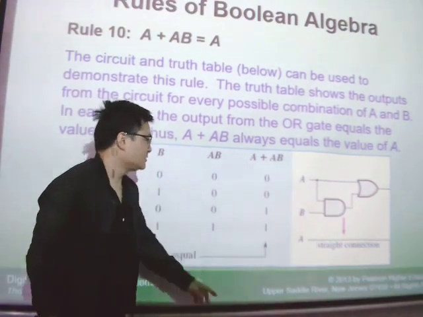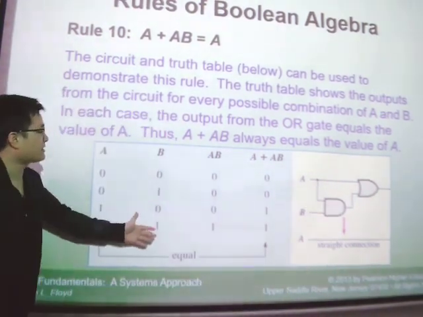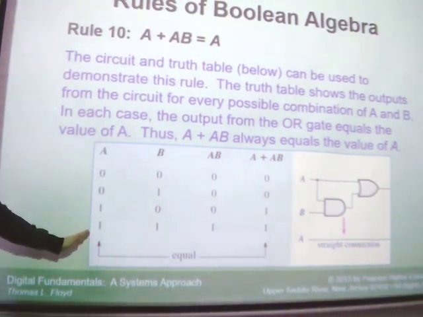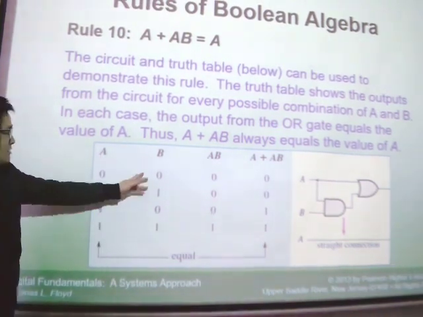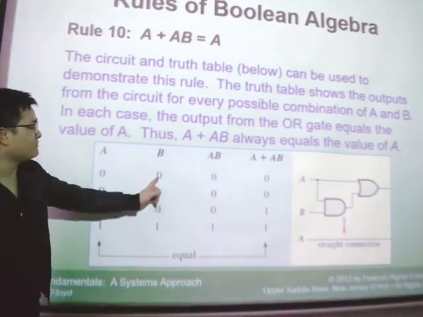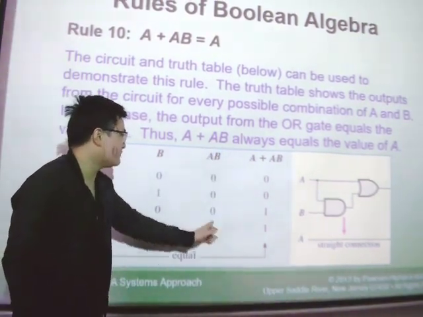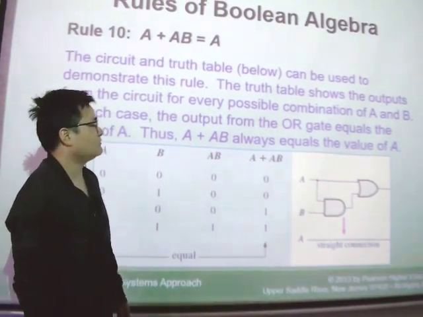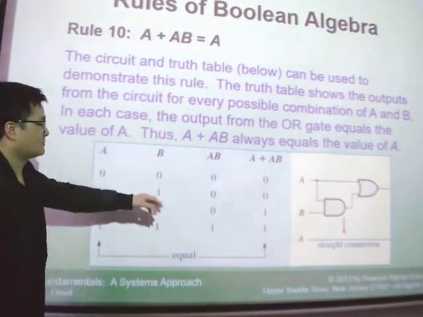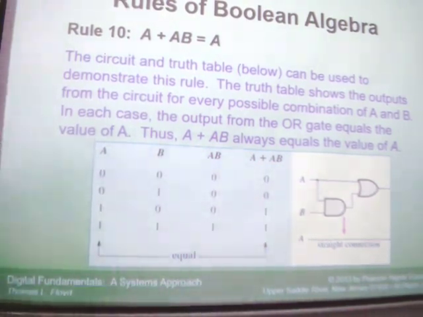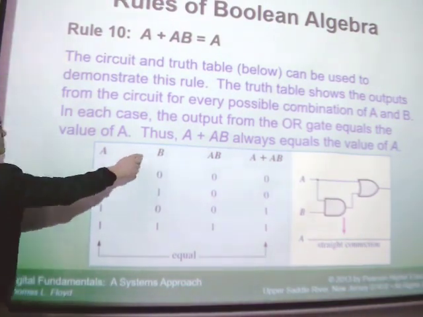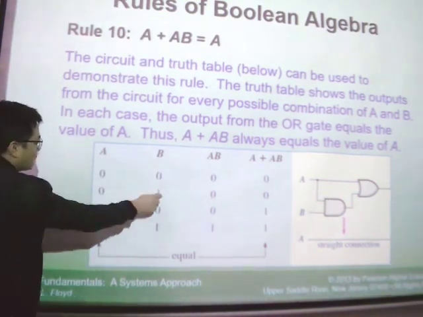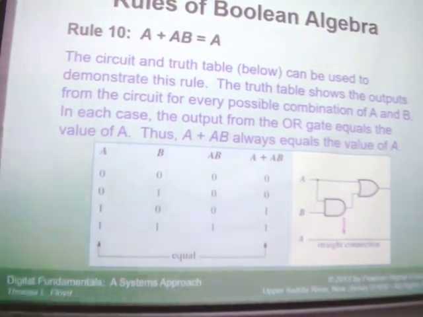This is the circuit. This is the truth table. First, the first column is the value of A. The second column is the value of B, and the third column is the value of A and B. The last column is the value of A or (A and B). The possible combinations of A and B are 0 0, 0 1, 1 0, 1 1, right?